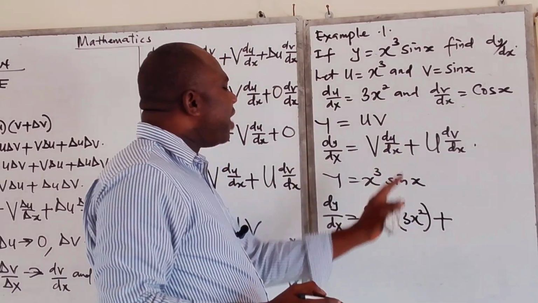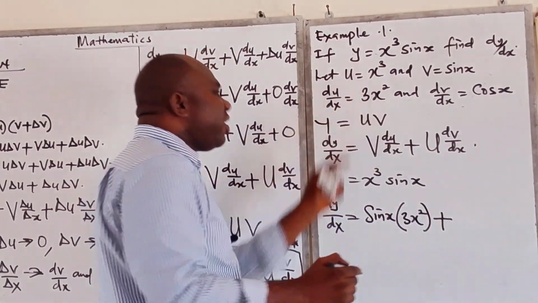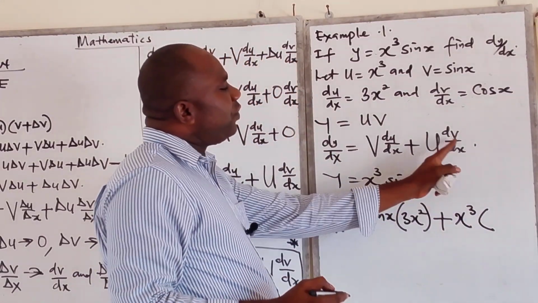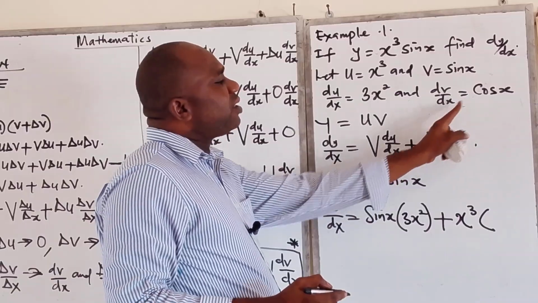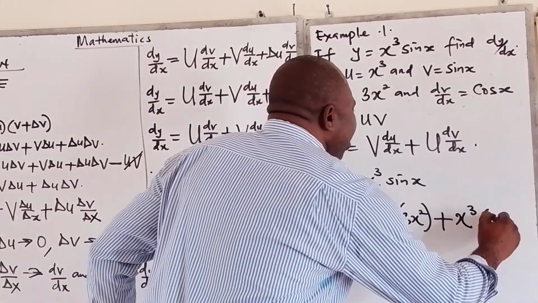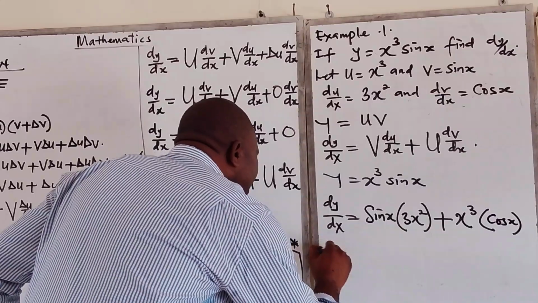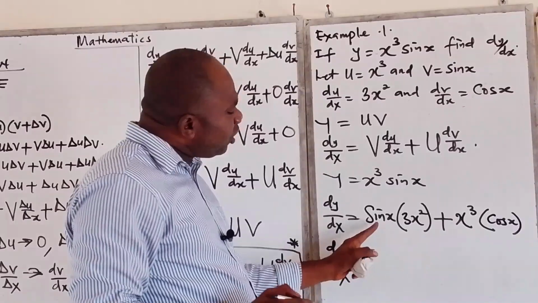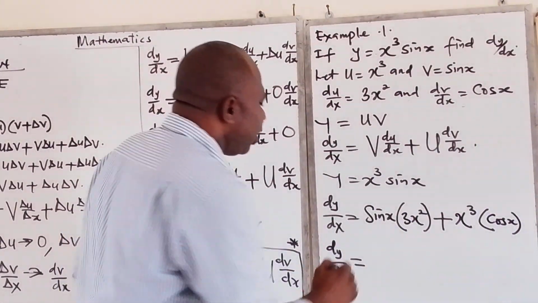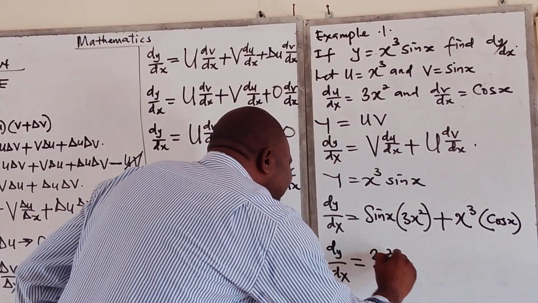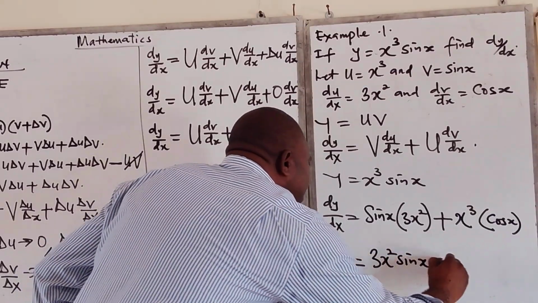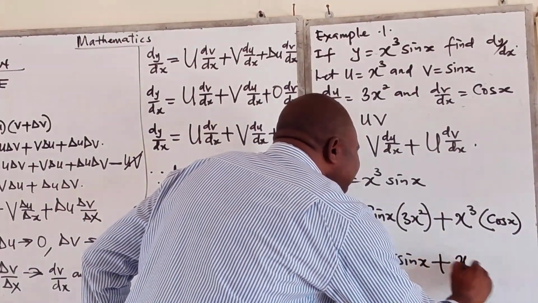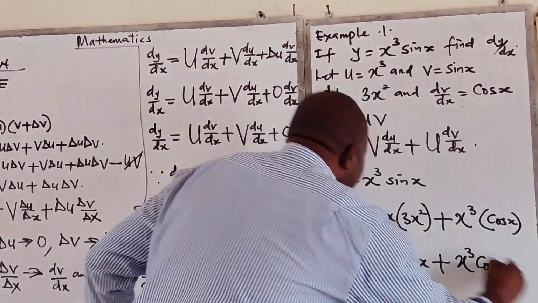Plus, you pick the value of u. Our u is x raised to the power of 3. So here we have x raised to the power of 3. Then dv/dx gives us cos x. So here we have cos x. So it means dy/dx will be equal to, if you multiply sine x times 3x squared, it will give 3x squared sine x. Plus, when you multiply x power 3 times cos x, it gives x power 3 cos x.